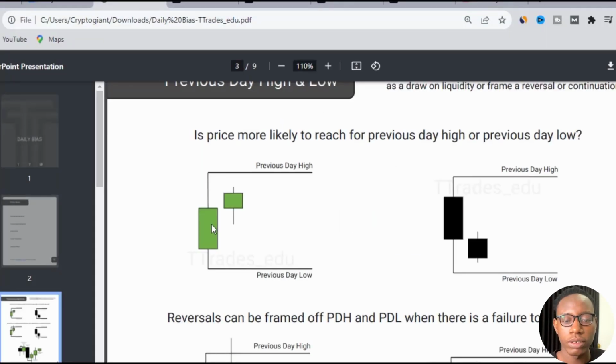The easiest way to frame a draw on liquidity or have a bias is using the previous day high and low. For instance, over here, unless the price is going to consolidate, we are likely to have the price take out the previous day high or previous day low, or both at the same time. But the way I look at this is that price is more likely to take out the previous day high or the previous day low. So for this example, price is more likely to take out the previous day high because we are on an uptrend. Similarly here, price is more likely to take out the previous day low because we are on a downtrend.